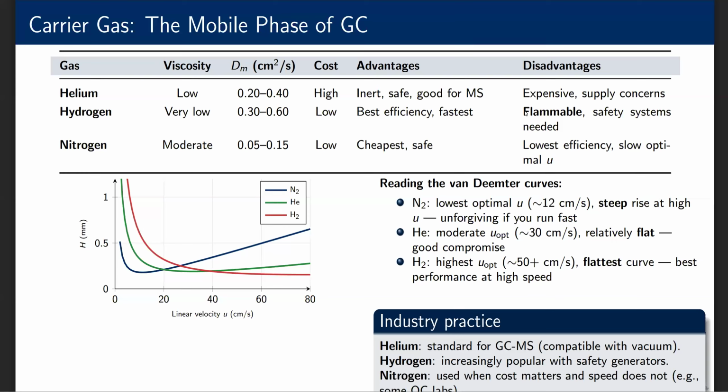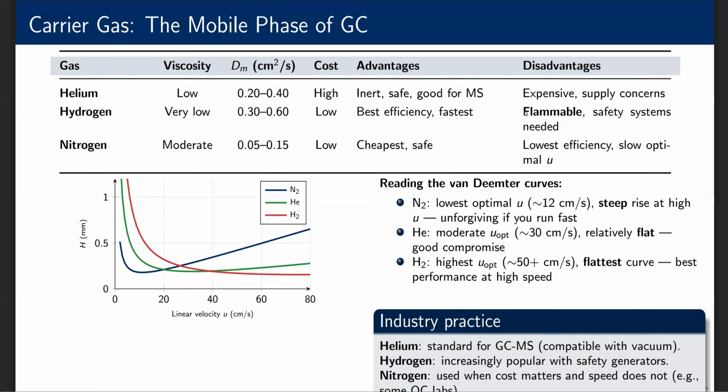Look at the 3 curves. Nitrogen has the slowest diffusion, so its B term is small, and the curve minimum is at a low velocity of about 12 centimeters per second. But the curve rises very steeply to the right. If you run faster than optimal, efficiency degrades rapidly.